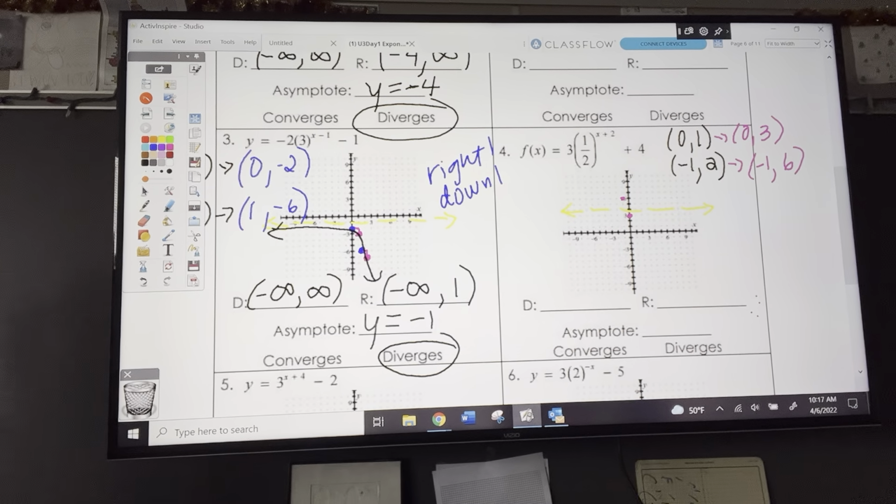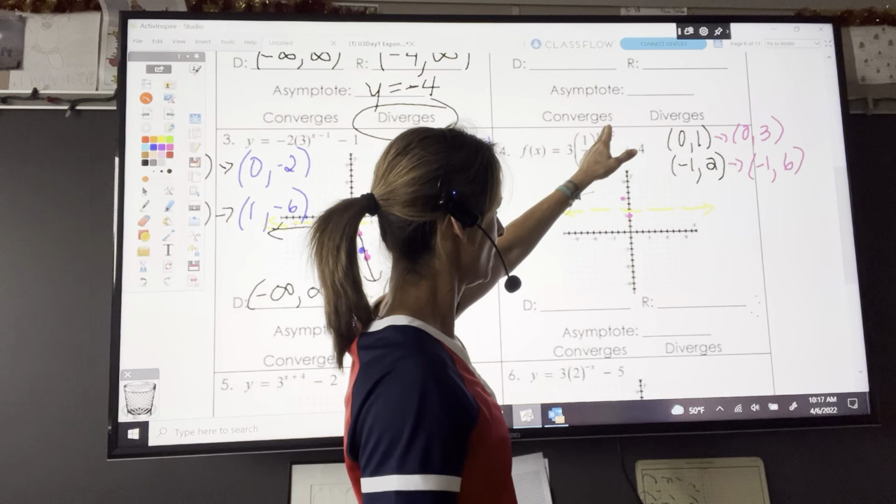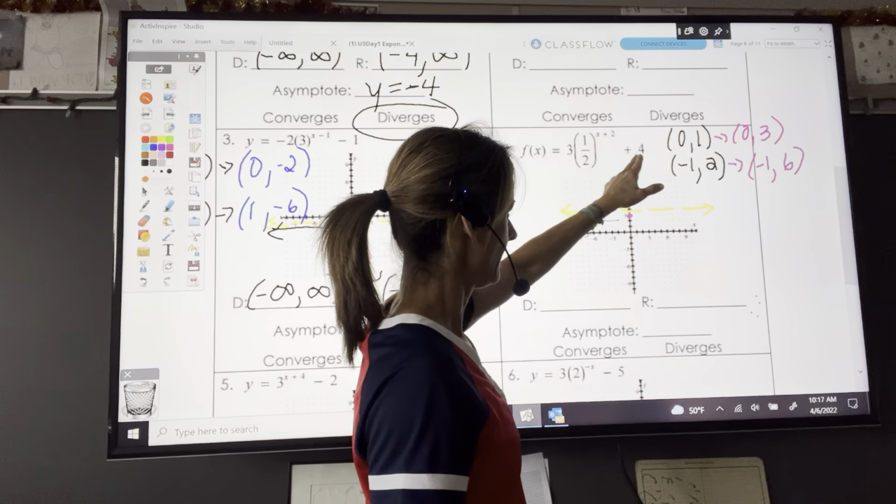Now don't worry that these 2 points are on either side of the asymptote, because we're going to be moving them. We're going to be shifting them left 2 and up 4.